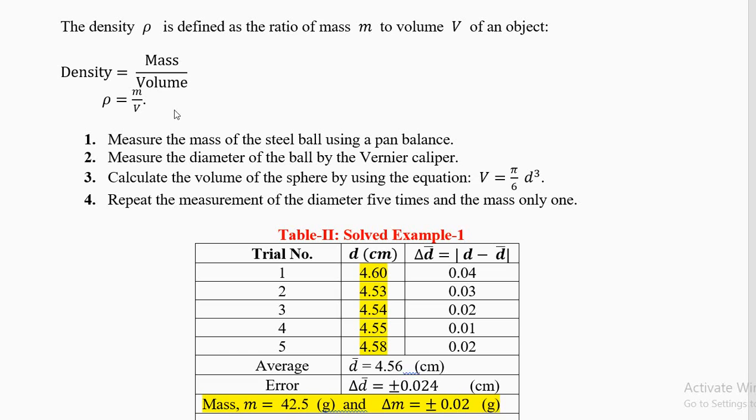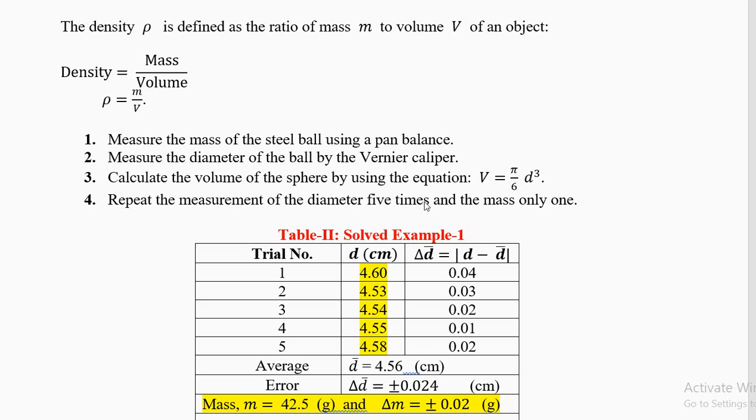If it does not fit in the screw gauge, you are going to use vernier calipers, but you are going to measure one diameter by one method or the other. Then calculate the volume of the sphere. What's the formula? V equals pi by 6 d cube. If it is radius, you will be using 4 pi by 3 into r cube. If it is diameter, it is pi by 6 d cube.